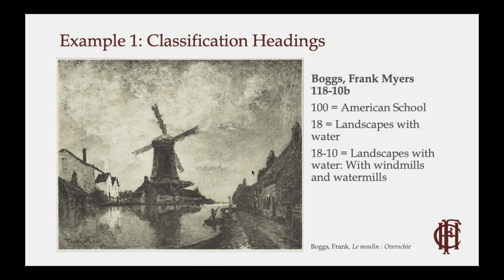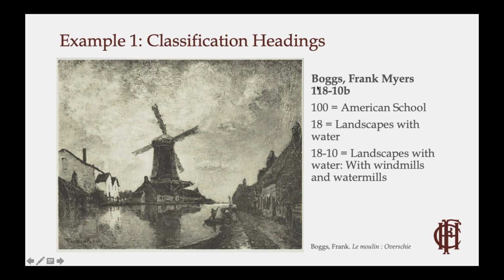So each classified mount in the photo archive has a unique call number. So you can see the example on the screen. The bold type up here is the call number. So you can see that from the call number, we know that the painting is an American painting, that it's a landscape with water, and that it has a windmill or a watermill. So I tried to parse out the code here.